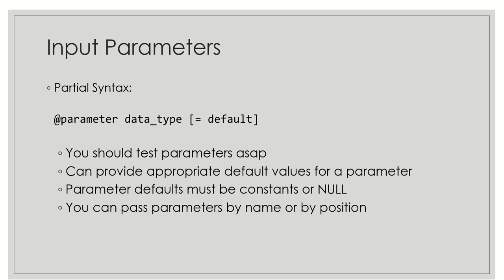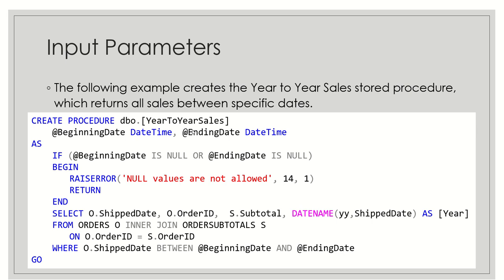Now this has nothing to do with default values on table data. We can assign a parameter default to whatever you want. One thing to keep in mind though, when you're assigning defaults, it has to either be a constant or null. So you can't assign a default that requires a call to a function. When we're passing parameters in the execute statement, we can pass them either by name or by position. And we'll see an example of that soon.